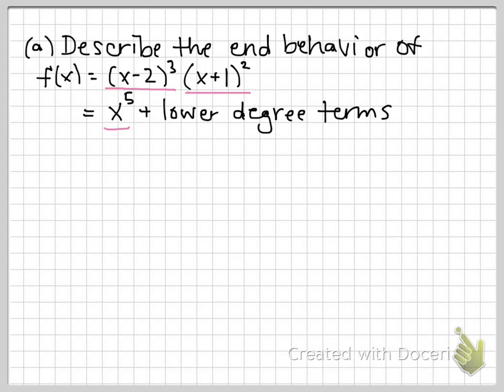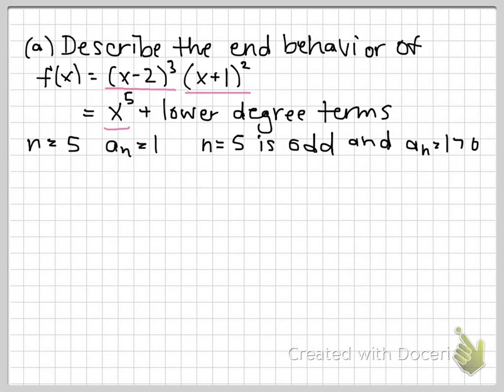So here, my n is 5, and my a_n is 1. Now 5 is odd, and a_n is positive. So what does that mean? My end behavior is going to go down to the left and up to the right.